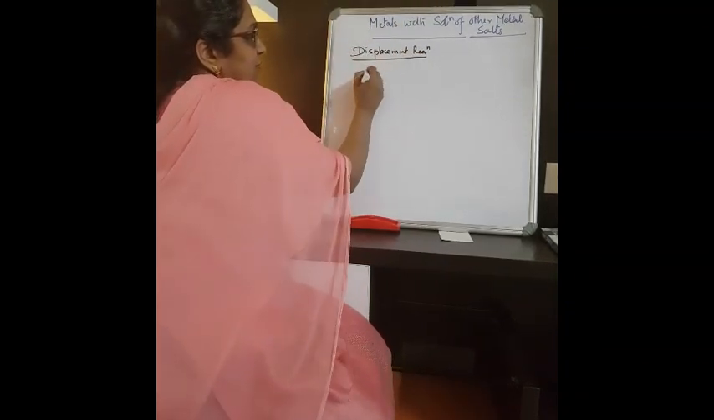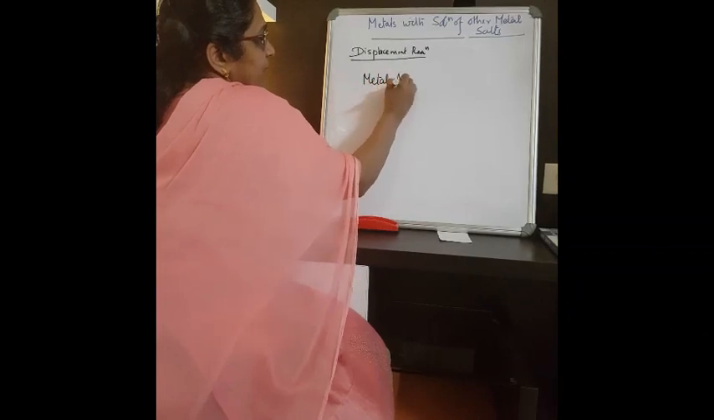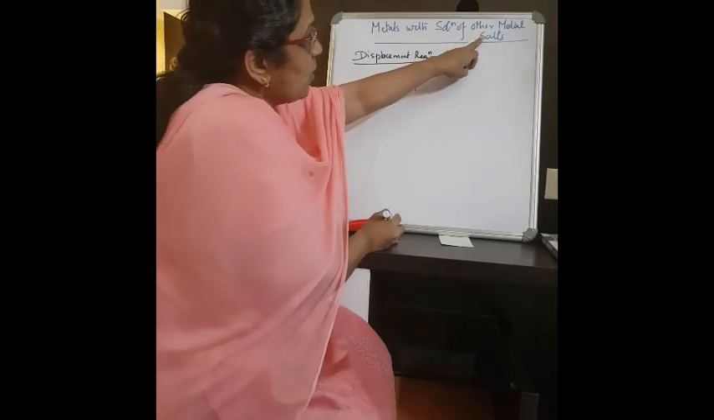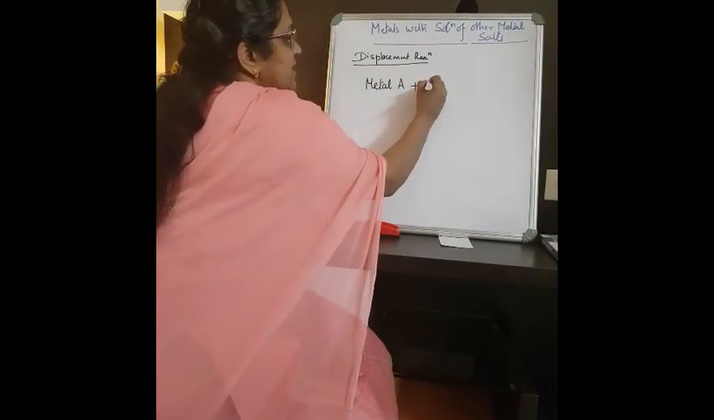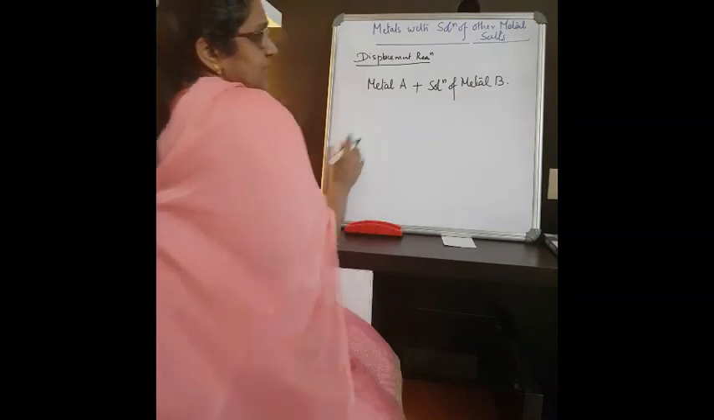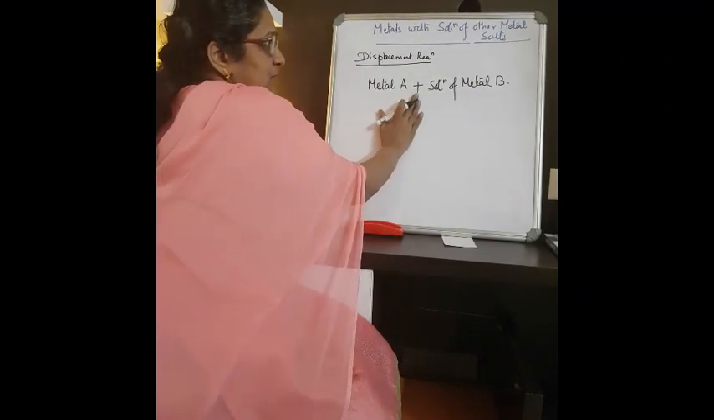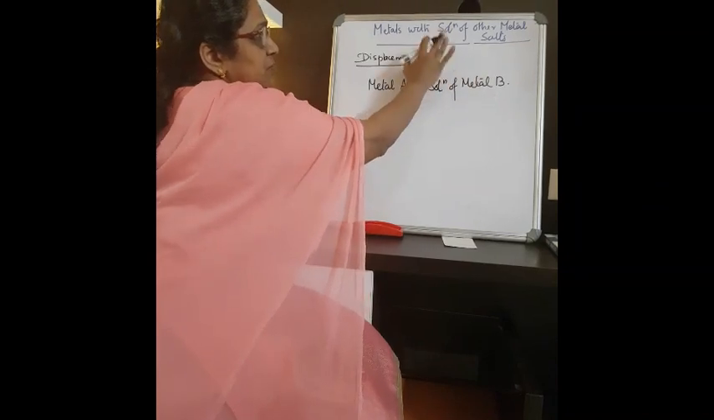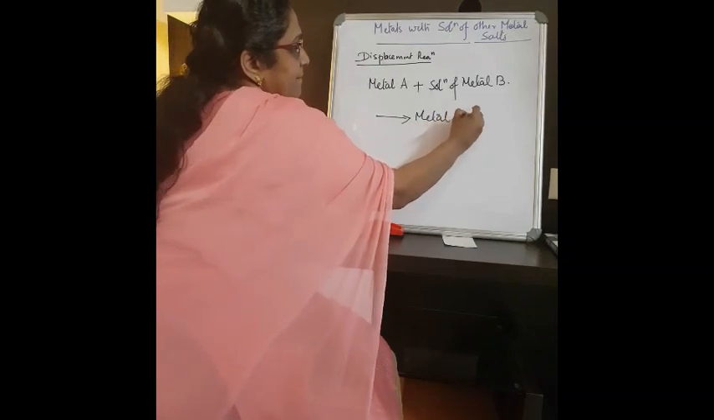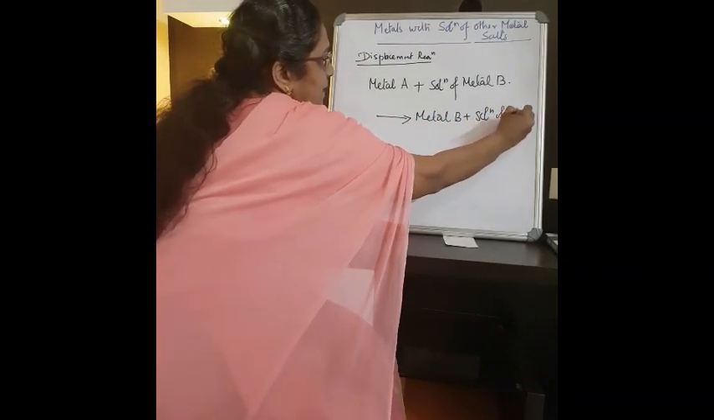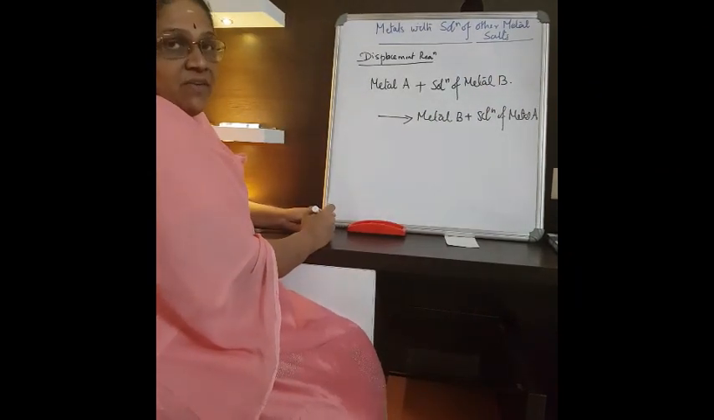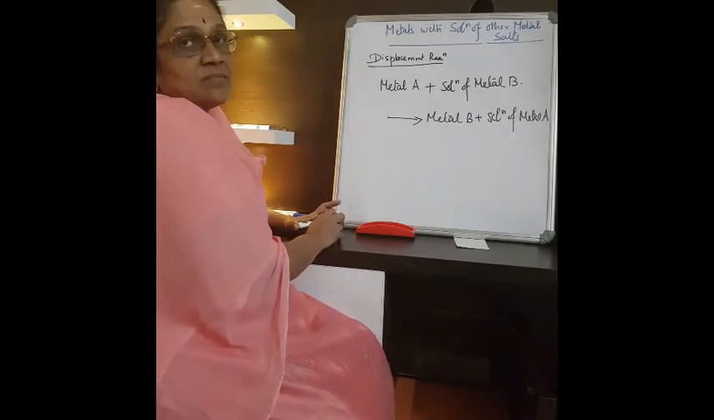That means, for example, if I have a metal A, generally I will write metal A plus a salt solution of another metal. So I can write a solution of metal B. Correct. So a metal A reacts with a salt solution of another metal B and will give you metal B plus solution of metal A. See, this is the generic equation for this reaction.